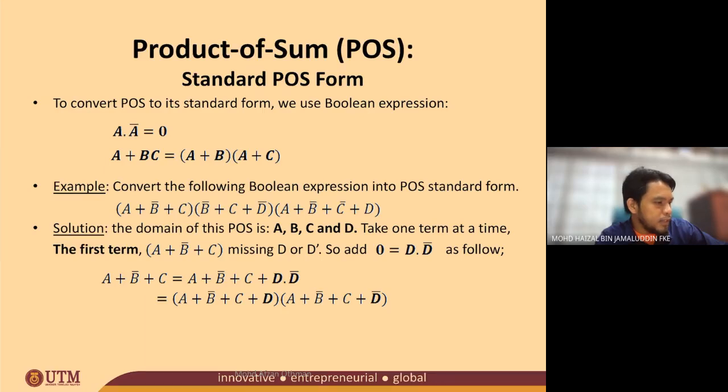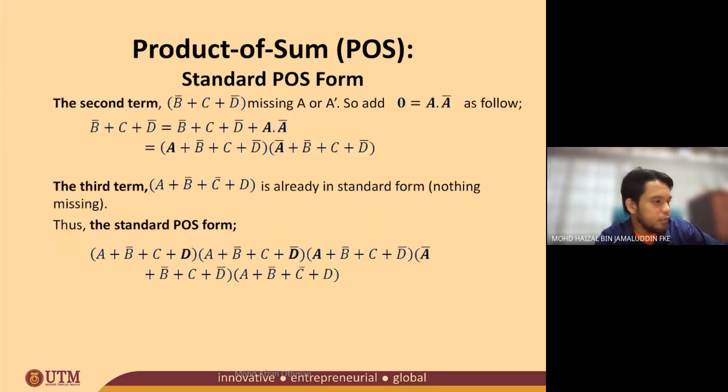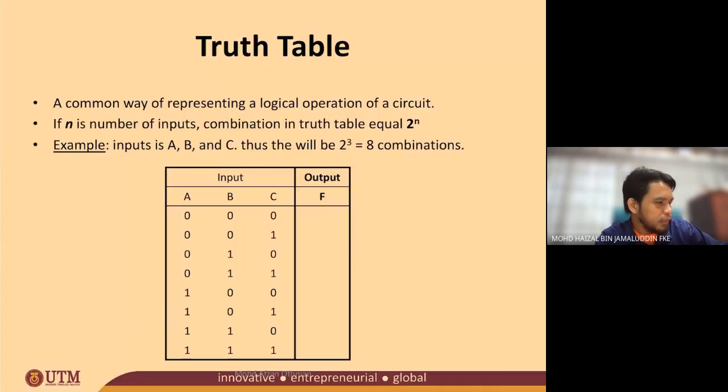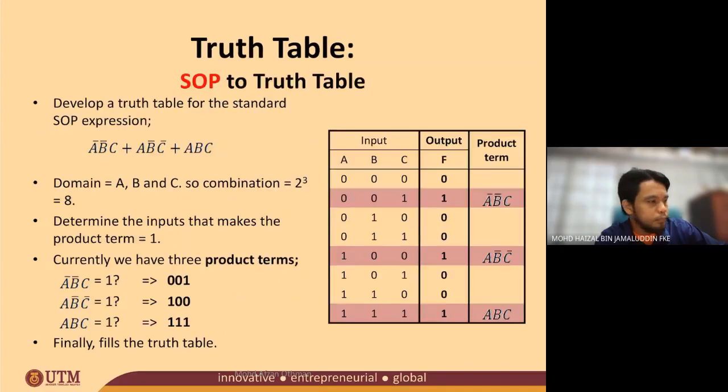So what are the missing parameters, missing terms? So you need to include it in order to make it in a standard form. And then you should be able to transform it into the truth table. And also, if you are given a truth table, you should be able to transform it back to the Boolean equation.